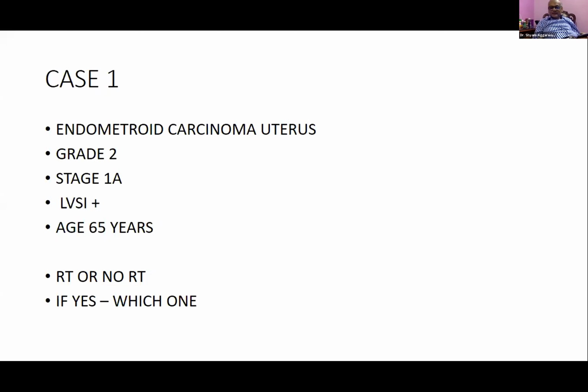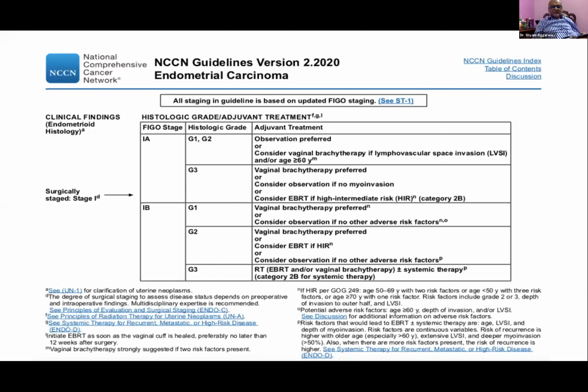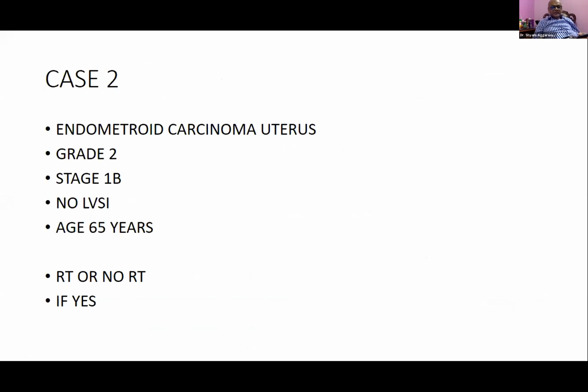Okay, can we have the next slide? So this is what they were saying, that consider vaginal brachytherapy if lymphovascular space invasion is there or the age is more than 60 years. In this patient, this is the NCCN guideline, but I think we have debated that. So can we go to the next slide? So this is grade 2 here, stage 1B, no LVSI, and the age is 65 years. So, Dr. Kannan, please. Only vaginal brachytherapy.